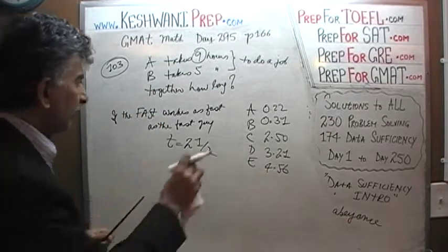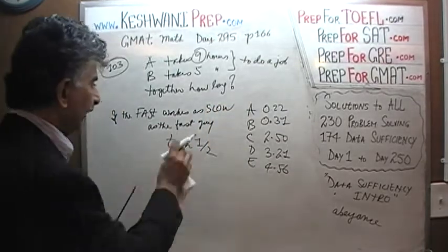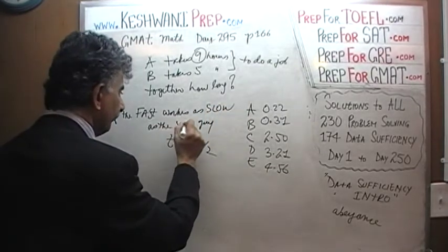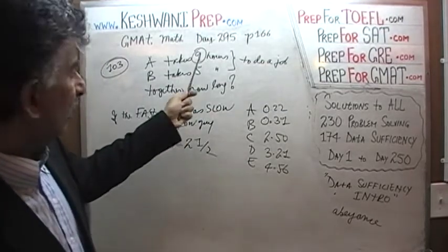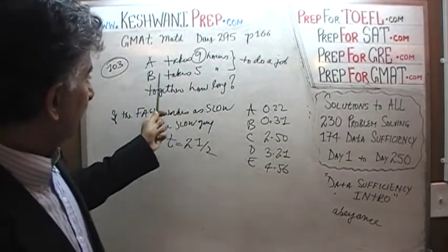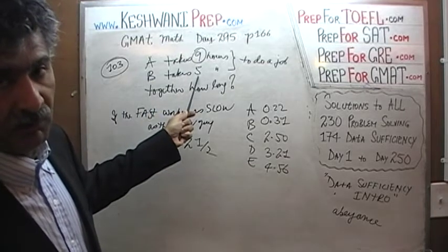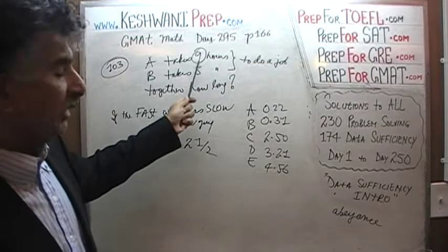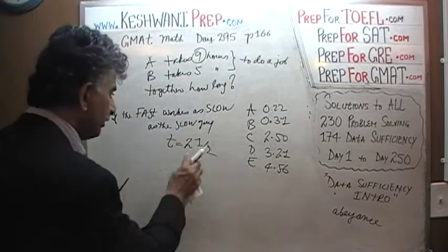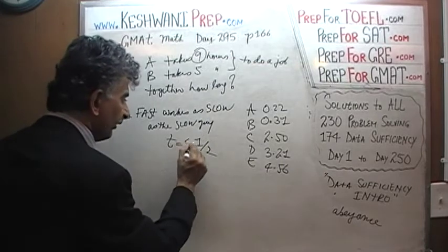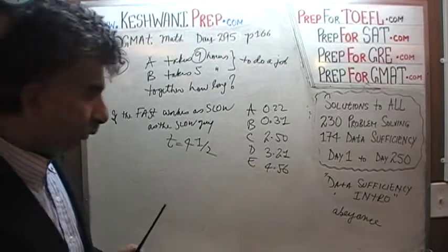Similarly, if the fast guy works as slow as the slow guy, for some strange reason, if the fast guy decided that he wants to work as slow as the slow guy, who takes 9 hours, if Mr. B also took 9 hours, then in 4.5 hours he will do half a job, and the whole job will be done in 4.5 hours. Which means in the worst case scenario, the amount of time that they should take is 4.5 hours.